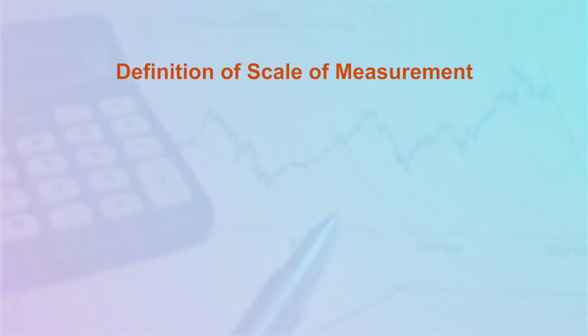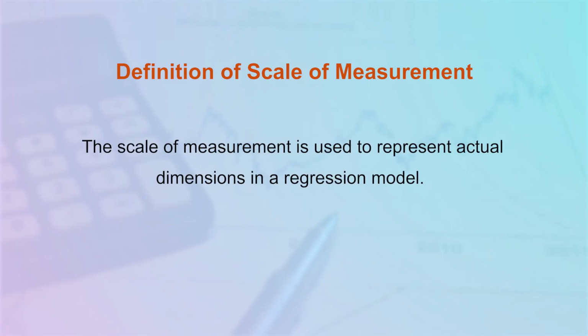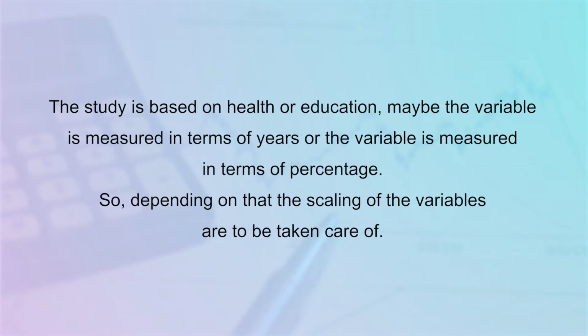Firstly, the definition of the scale of measurement: the scale of measurement is used to represent actual dimensions in a regression model. When we refer to the actual dimensions, it means how the variables are measured and what is the domain of the variable. For example, if we want to deal with a profit function, then all the variables are measured in monetary terms. However, if the study is based on health or education, maybe the variable is measured in terms of years or in terms of percentage.